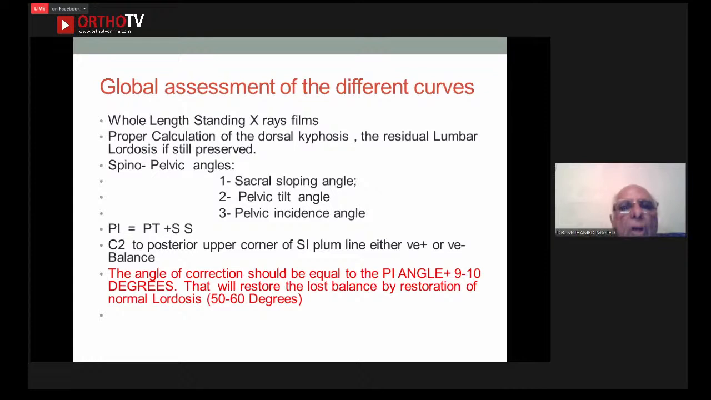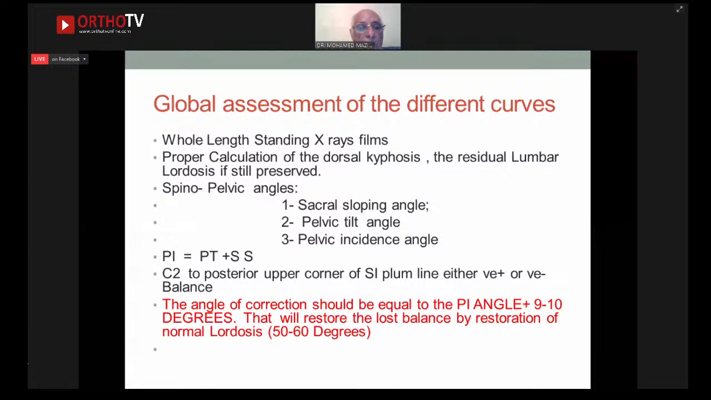Global assessment of the different curves on the whole-length standing X-ray film is very important. Global calculation of the dorsal kyphosis, the residual lumbar lordosis if still preserved, and the spinopelvic parameters: sacral slope, pelvic tilt, and pelvic incidence. The pelvic incidence is a fixed angle for this particular patient, but the changeable parameters are the pelvic tilt and sacral slope. So what is changeable is the pelvic tilt.